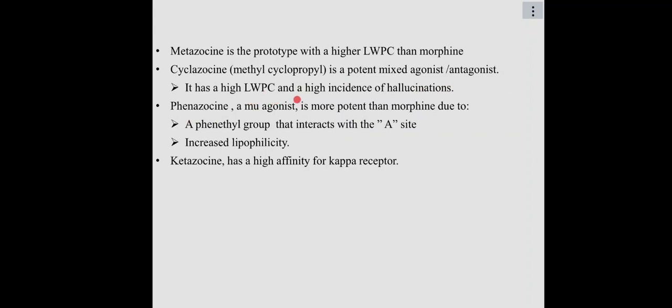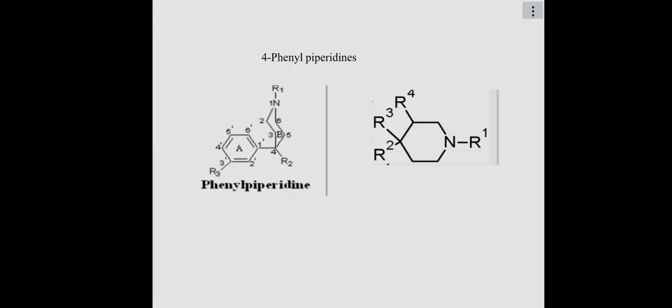It has a high lipid-water partition coefficient and a high incidence, again, of hallucinations, just as we talked about with cyclazocine. It is not a morphine, and it's not used because of the hallucinogenic activity. Phenazocine, a mu agonist, is more potent than morphine due to a phenethyl group, which we had already discussed, that interacts with the anionic site, increasing lipophilicity. Ketazocine has a higher affinity for kappa receptors. So again, when we look at it, most of the SAR is very similar to the SAR we already know.